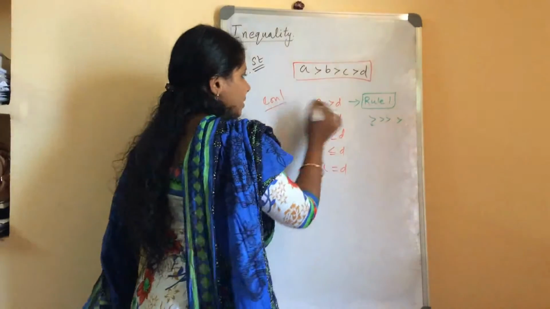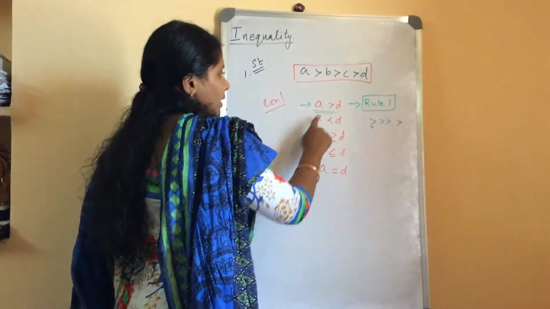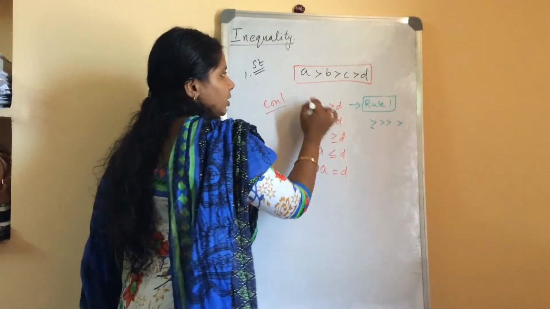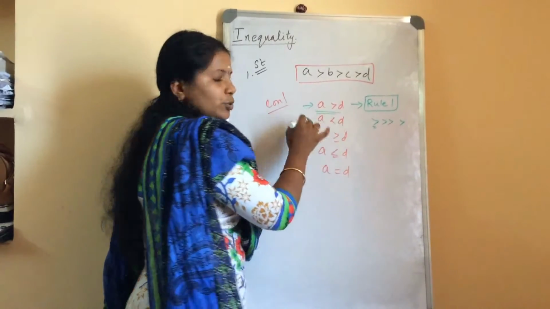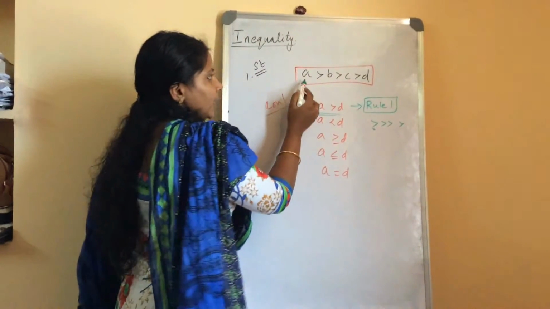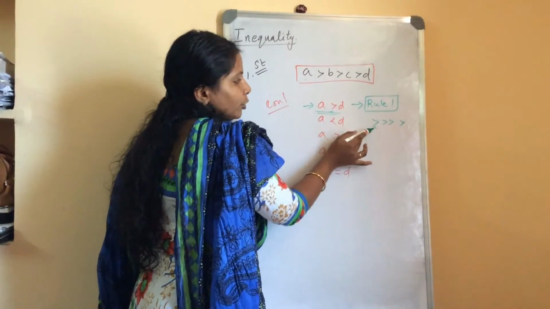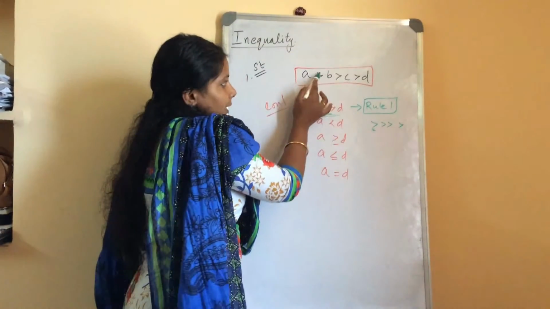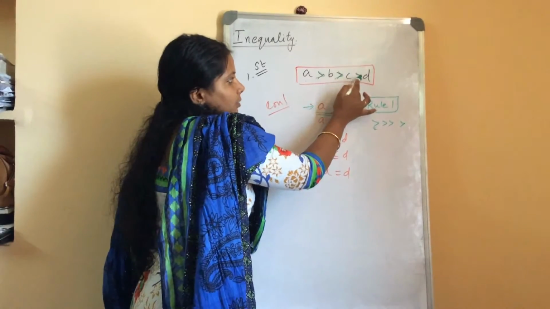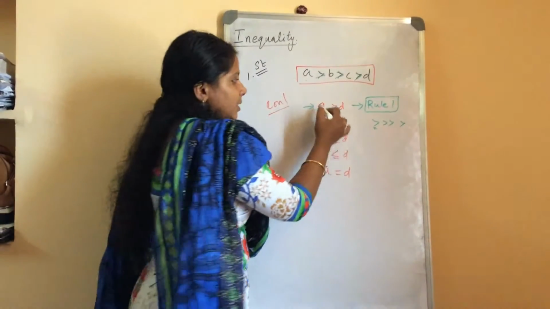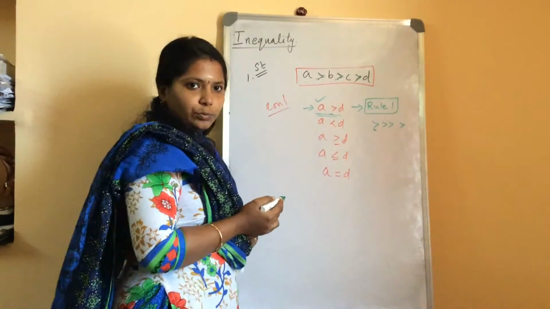Okay, let's see. Let's take this conclusion: A greater than D. We'll check whether this conclusion is true or not. Okay, A, let's take A greater than symbol, then it should go with greater than symbol, greater than, greater than, greater than. So this conclusion is true.